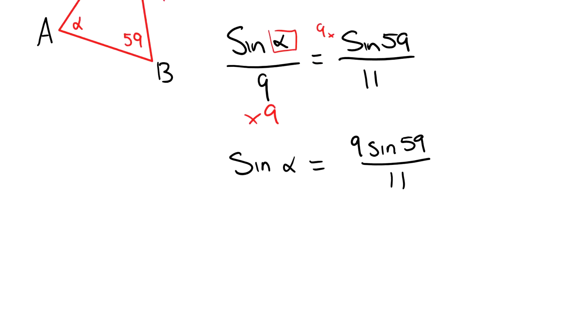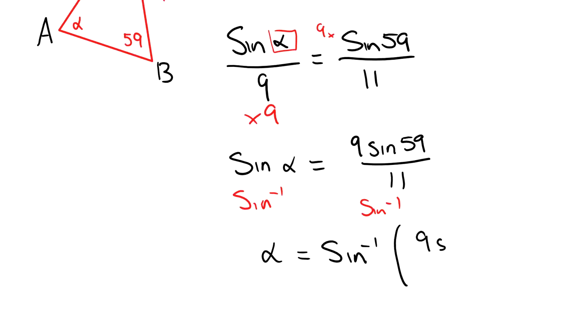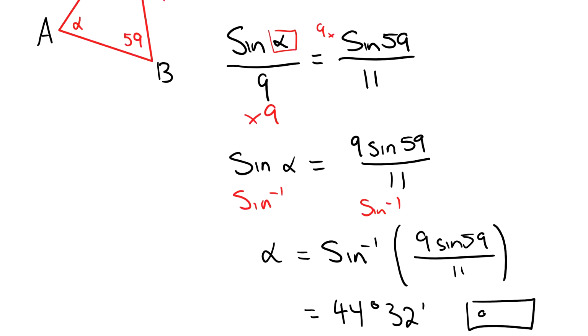Now that we've got this, remember when you have sine and we want to get rid of it, we do the inverse of that. So we're left with alpha equals inverse sine of the fraction 9 sine 59 over 11. At this point, you use the calculator, put it in there, making sure you're hitting your degree, minutes, seconds button. Remember, your degrees, minutes, seconds button looks like that, if you're using a Casio.